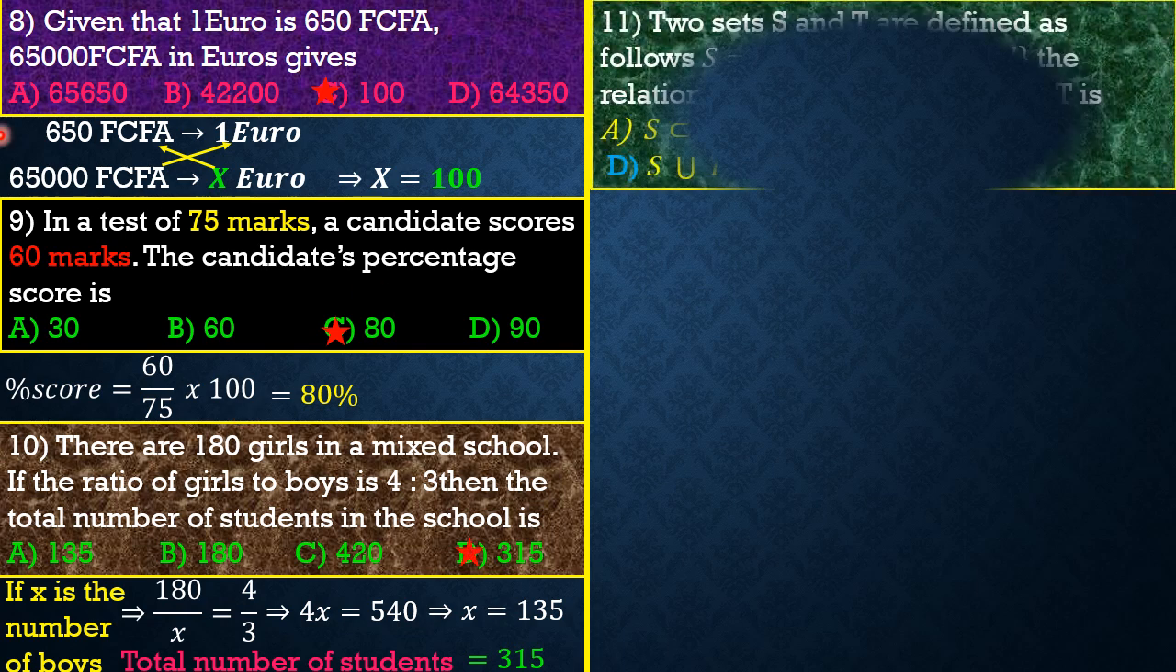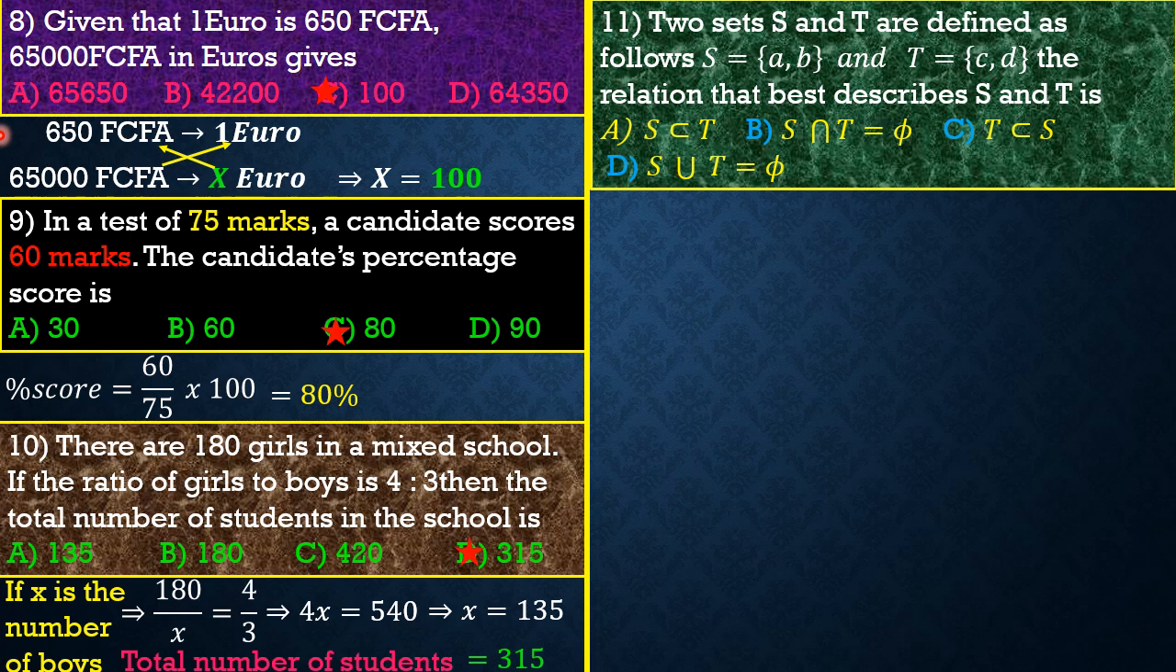Okay, then question 11 reads that two sets S and T are defined as follows. S is equal to {A, B}. T is equal to {C, D}. The relation that best describes S and T is, okay, these are the various options. Option A, S is a subset of T. This option is not correct. Why? Because all the elements that are found in S are not found in T. So option A cannot be correct.